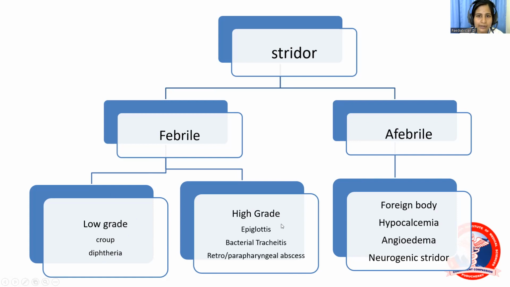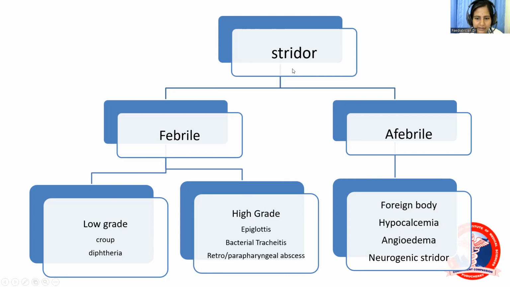The other thing: if the patient has stridor coming with a high temperature and is sick looking, then you need to suspect you are in danger. You need to be meticulous with the child. So what are the causes which cause high grade fever in a stridor child? It is epiglottitis, bacterial tracheitis, and retropharyngeal abscesses. These are always caused by bacteria.